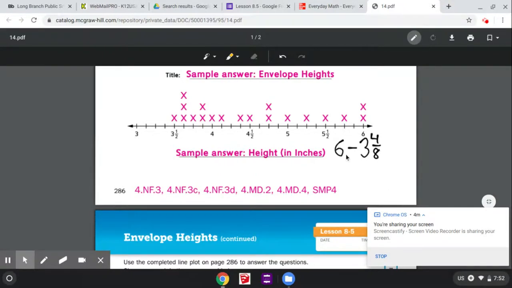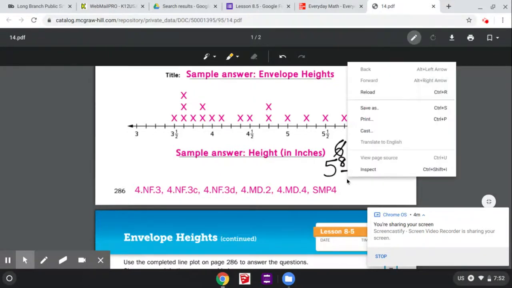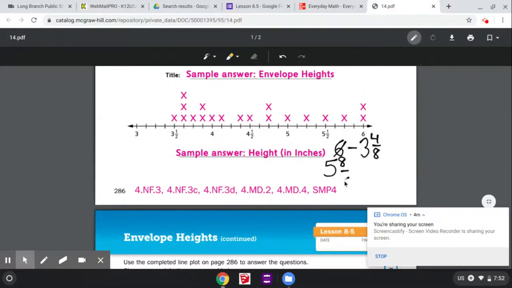Okay, so what I have to do is I have to borrow from that 6. And if I take 1 away from the 6, I'm left with 5. And the 1 that I took away is going to become a fraction. It's going to become 8/8. 8/8 minus 3 and 4/8.